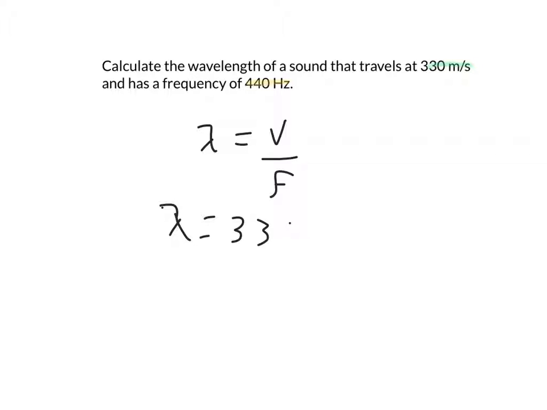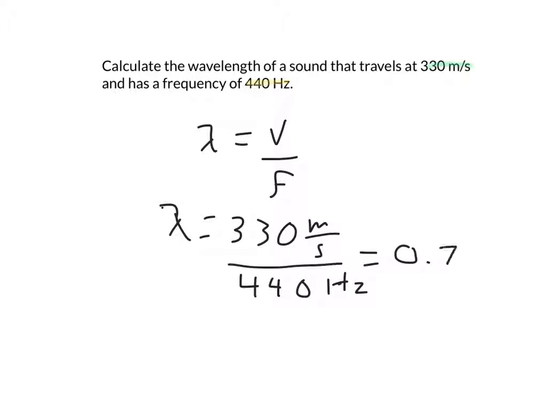That's 330 meters per second divided by the 440 hertz. There it is, hertz. So as a result for this, you'll have 0.75 meters because it's wavelength. Okay, so that is for this first problem.